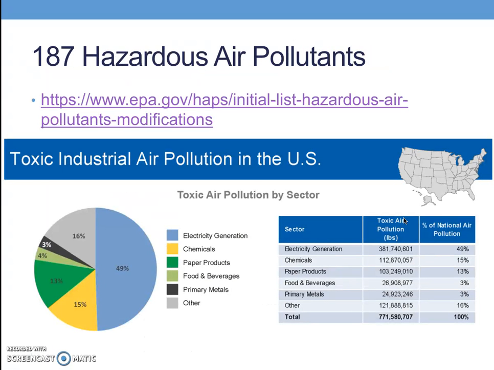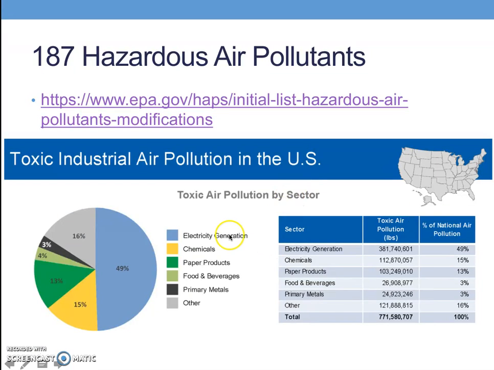In addition to those 6 major air pollutants that the EPA monitors, they also monitor 187 hazardous air pollutants. These pollutants are even more detrimental. They're typically, thank goodness, found in smaller quantities. However, they are known to cause extreme human health effects like cancer.